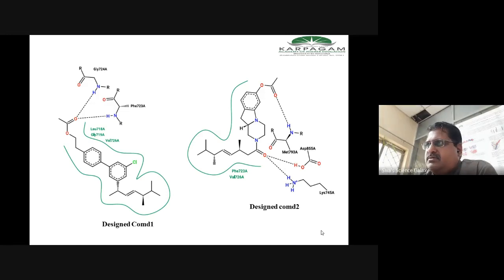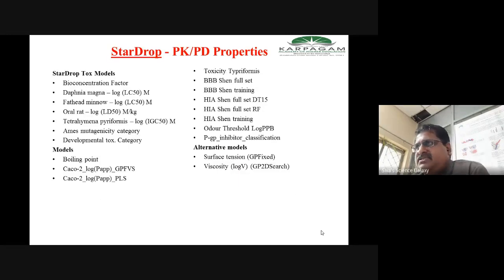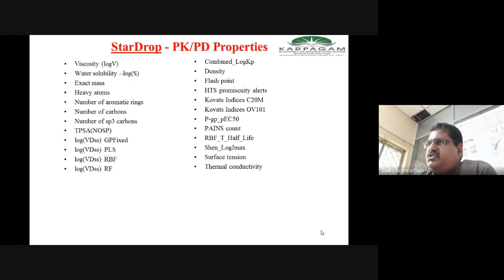Okay, let's move on. Now I come to StarDrop. StarDrop is a tool which can be used to predict the PK/PD properties. There are tons of properties that can be predicted, so I have mentioned a few of them. You can take a screenshot if you want. Most of these properties, as pharmacy students, you know very well: BBB as blood-brain barrier, HIA human intestinal absorption, efflux parameters, some kinds of inhibitors, and other structural parameters you can see here.